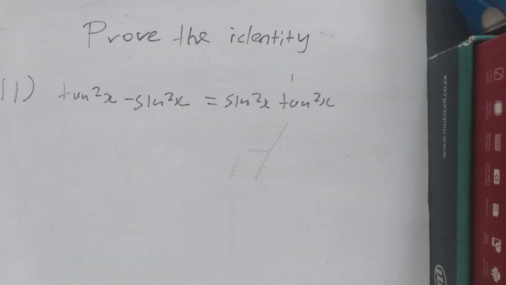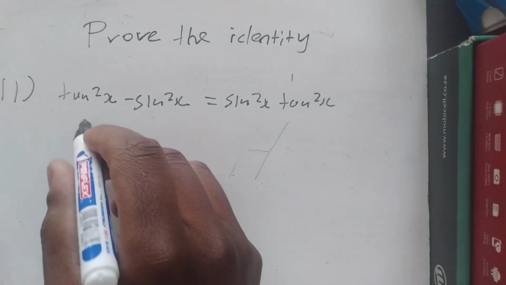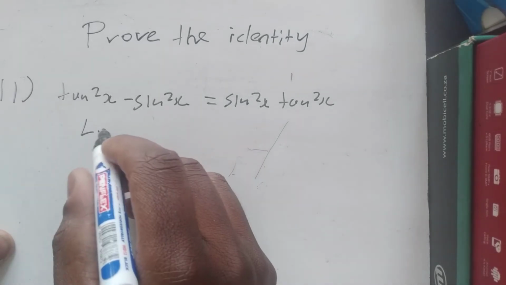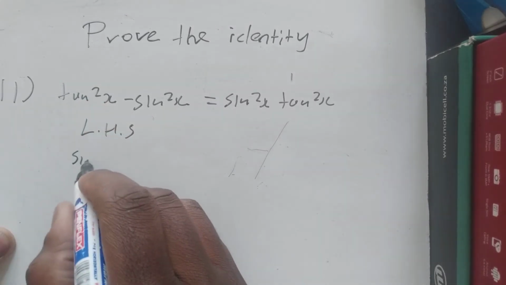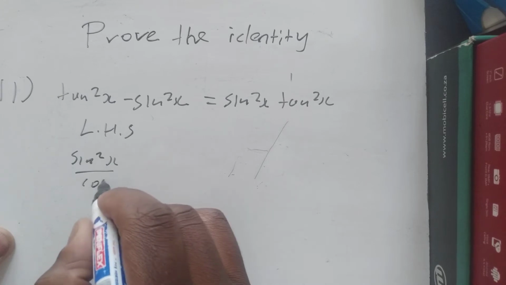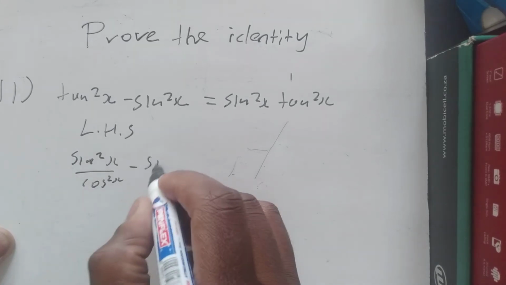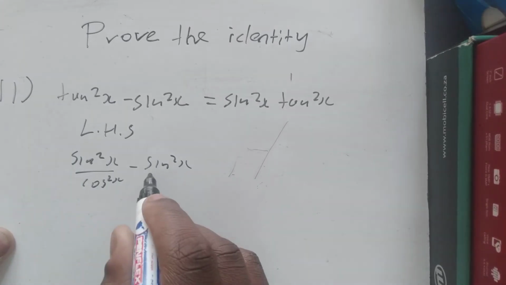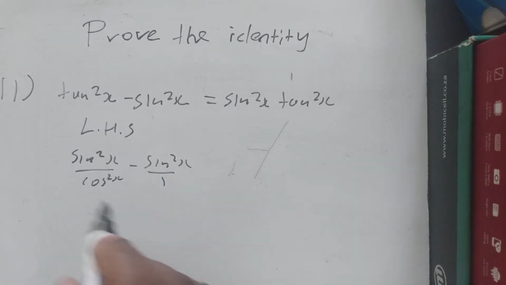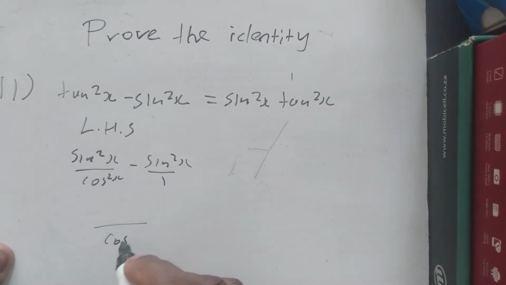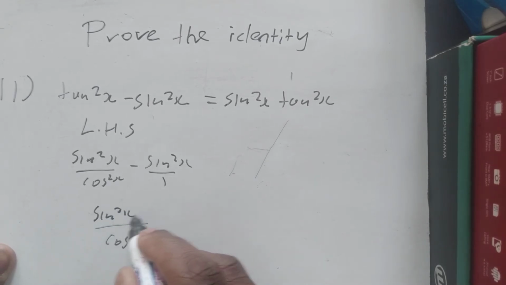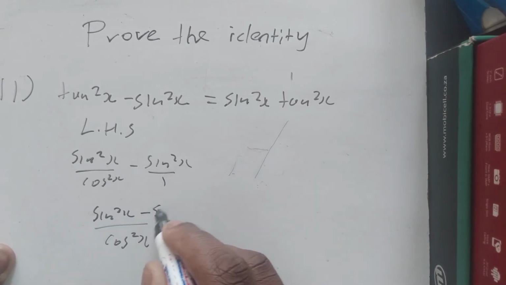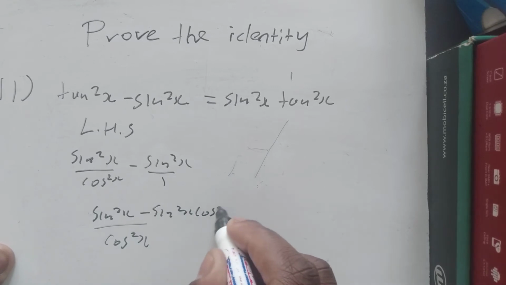So now we have to prove that this is equal to the right hand side. So now let's continue, because of course we choose the more complicated side, the left hand side. So tan squared is sine squared x over cos squared x minus sine squared x. This is exactly the same as over 1. So let's use the law. So then this becomes cos squared x. When you cross multiply, it becomes sine squared x minus sine squared x cos squared x.